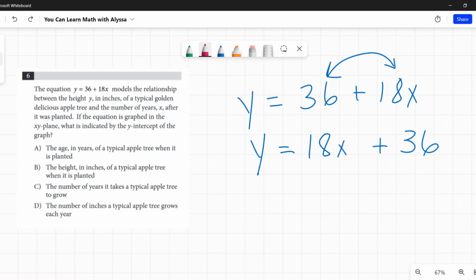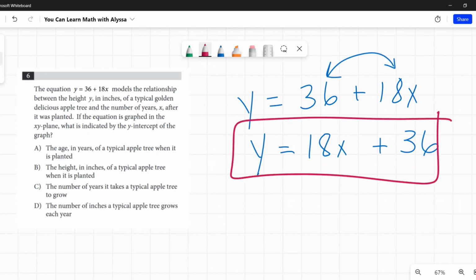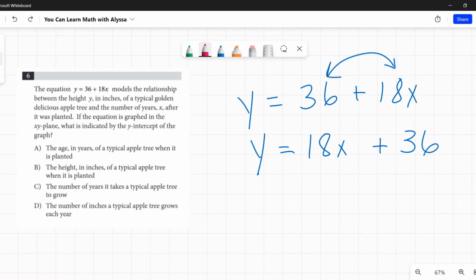Now, they asked, what is indicated by the y-intercept of the graph? That is a fancy way of first testing that you know that this is slope-intercept form and that this is the y-intercept. But what the question actually means is, what does 36 mean in this equation? All that just means, what does 36 represent?